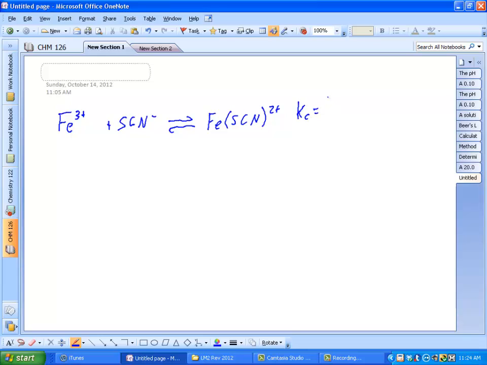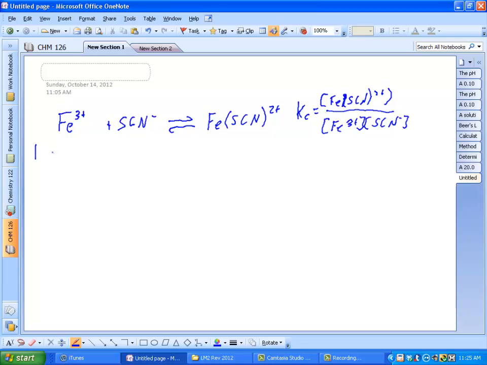Okay, and now we can also write the K sub C for this. In terms of mass action, that's going to be the concentration of the complex divided by the concentration of iron 3 times the concentration of thiocyanate ion. Okay, now I'm going to set up my ice table. All right, initially, what do I have?